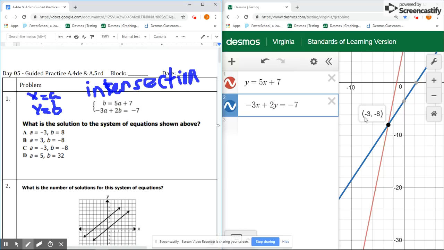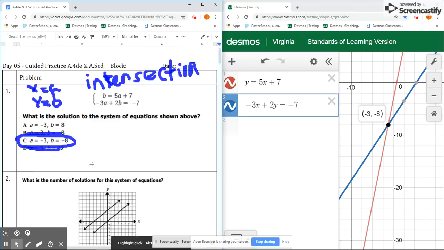Okay, so for x to be negative 3, that's a negative 3, and b is negative 8. So the correct answer should be C. Okay. So we just typed this into Desmos. The most confusing part is just keeping track of which one was A and which one was B. But remember, the intersection for a system of equations is always where the solution is going to be.